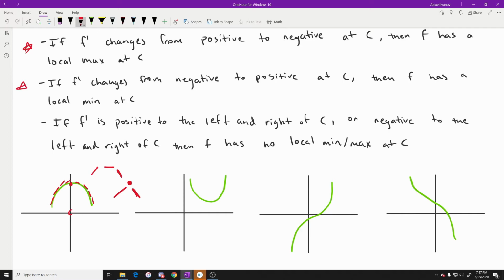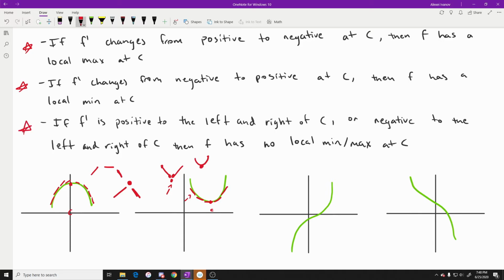Now on to the second point. If the slope changes from negative to positive at c, let's say c is here, then we say that f has a local min at c. So again, let's take a look at these slopes. They are negative, as we can see, going from upper left to bottom right, and then after that it changes to going from bottom left to upper right, and we can see how this would form a minimum value, because we drop down and then eventually we go back up. So we would have a minimum value.